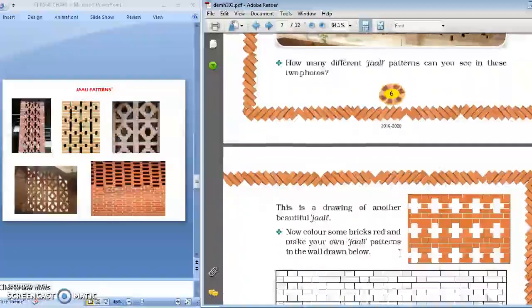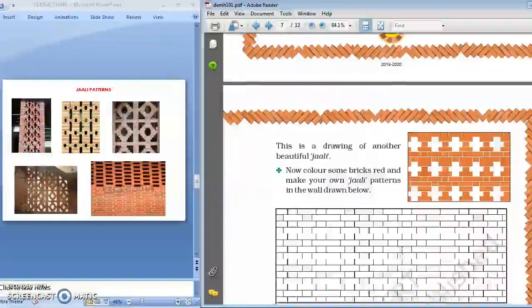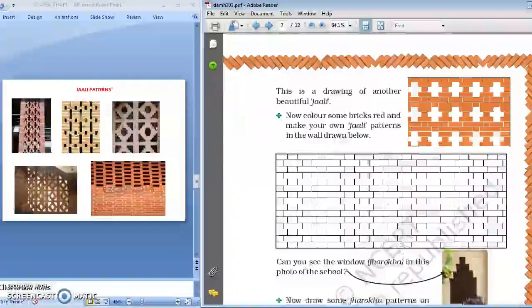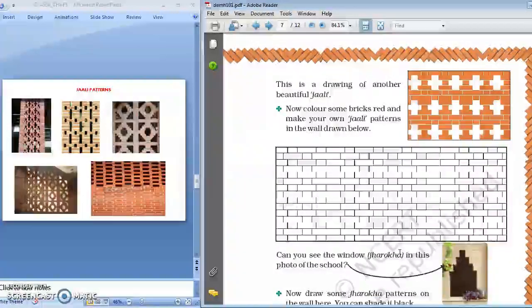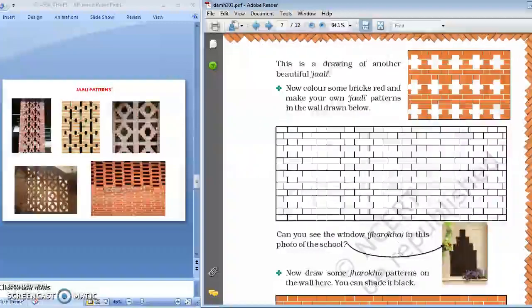Now they are asking, this is the drawing of another jali pattern. Now color some bricks red to make your own jali pattern. So they have given you a space here. You can make a jali pattern of your own choice. Now, what is jharokha? Jharokha is again the window which I was talking about, so that the air could enter inside the room and there is ventilation going on. So they are saying, now you have to draw some jharokha patterns.